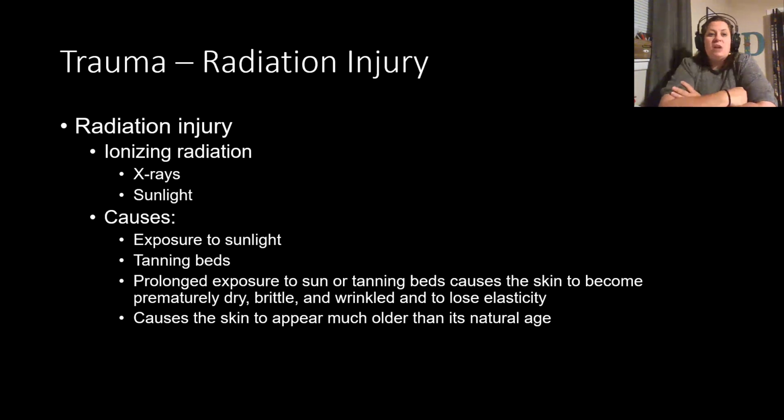Radiation injuries are due to ionizing radiation like X-rays or even sunlight. The cause is exposure to sunlight or tanning beds. Prolonged exposure to sun or tanning beds causes the skin to become prematurely dry, brittle, and wrinkled. They start to lose their elasticity, which causes the skin to appear much older than its natural age. Now, remember that especially with radiation injury like sunlight and X-rays, if you're exposed quite often at the skin level to this radiation, that could develop into types of cancer.